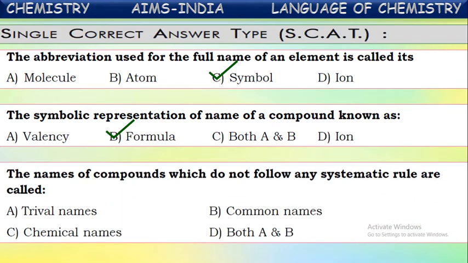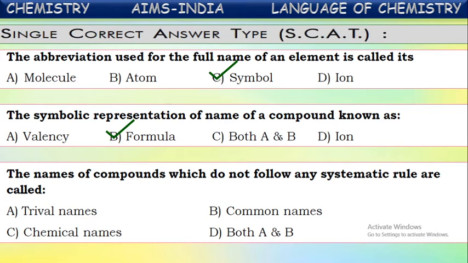The names of compounds which do not follow any systematic rules are called. Yes, while discussing the naming of chemical compounds, we said at the last that there are certain compounds having names which do not follow any systematic rules. They are given commonly based upon their sources, their uses and their properties. For certain compounds, some names are given in general. So actually, they do not have any peculiar rules in giving that name. But because of the familiarity, these are continued even now.